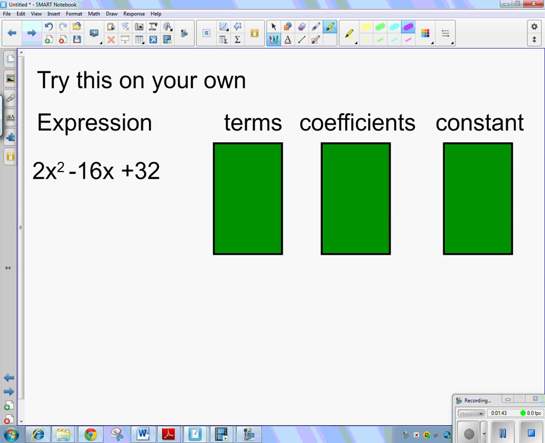Go ahead and take a moment to try this on your own. Let's see if you can figure out the terms, coefficients, and constants from our expression.